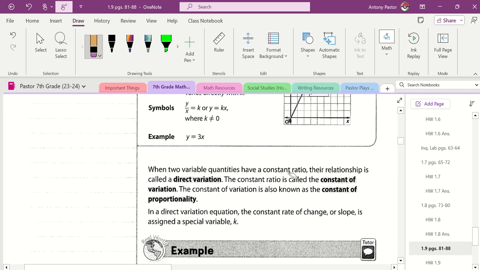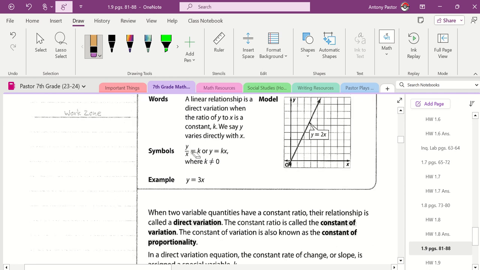When two variable quantities have a constant ratio, the relationship is called a direct variation. So again, when each y is going up by the same number and each x is going up by the same number, it is called a constant of variation. The constant of variation is also known as the constant of proportionality. So same thing. In a direct variation equation, the constant rate of change or slope is assigned a special variable, k. So again, y over x equals k, or y equals k times x.